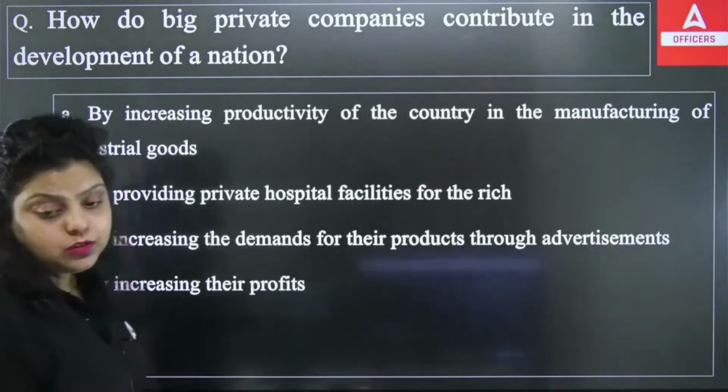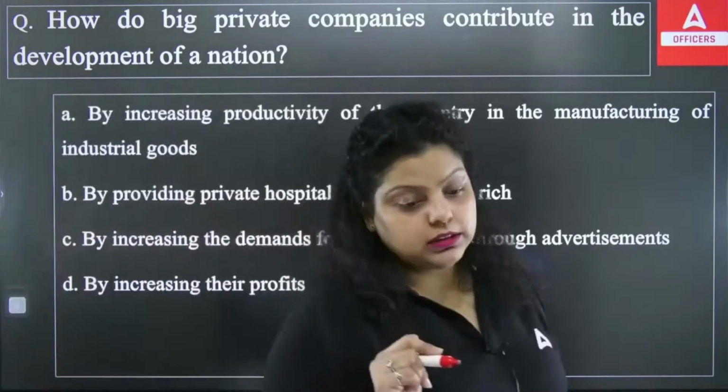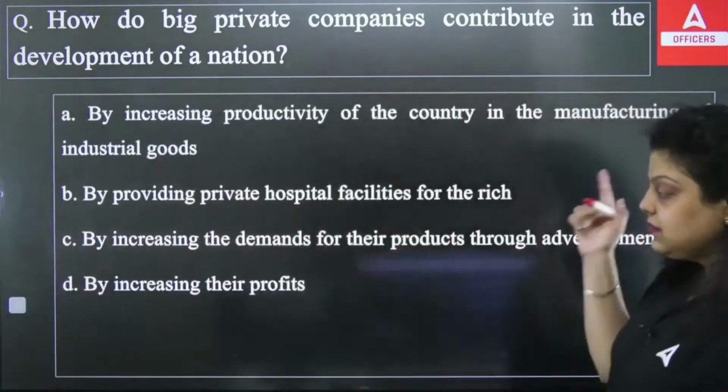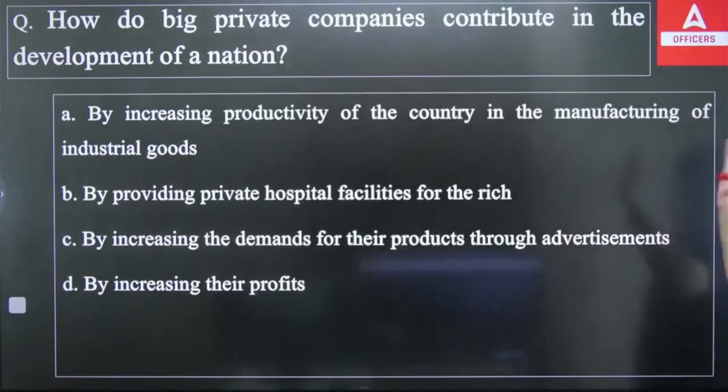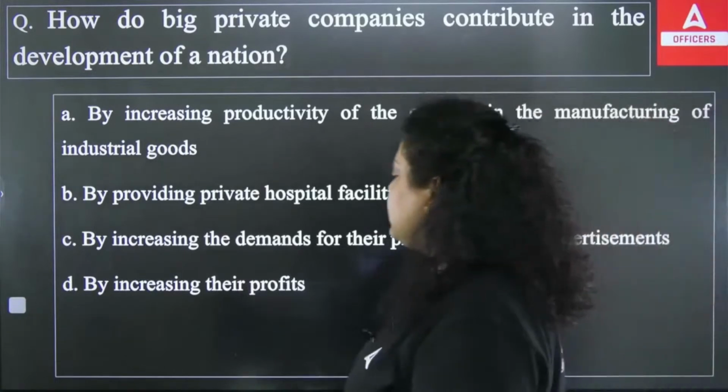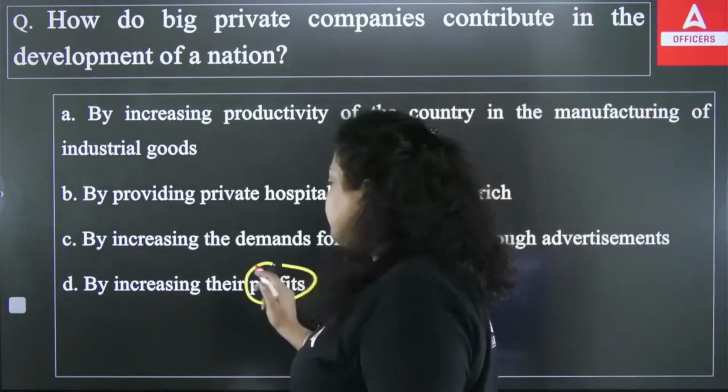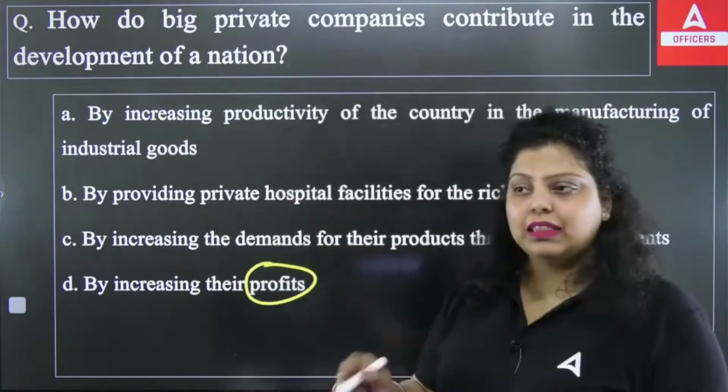As I told you yesterday, always use the elimination method to answer the question. Elimination method means first eliminate those options which are wrong. So first let's start with option D, by increasing their profit. If the private companies increase their profit, will the country grow?